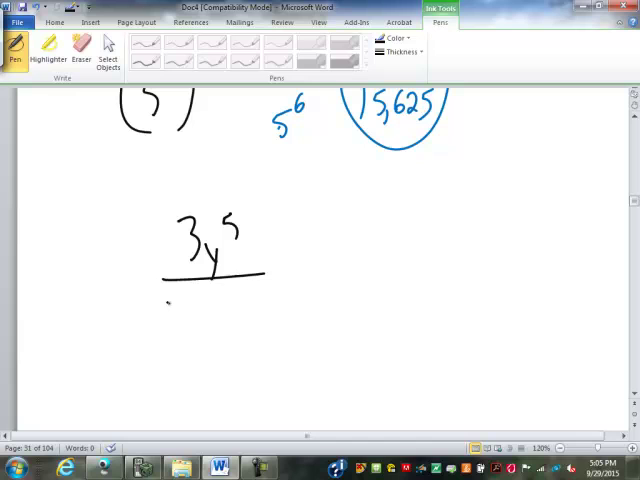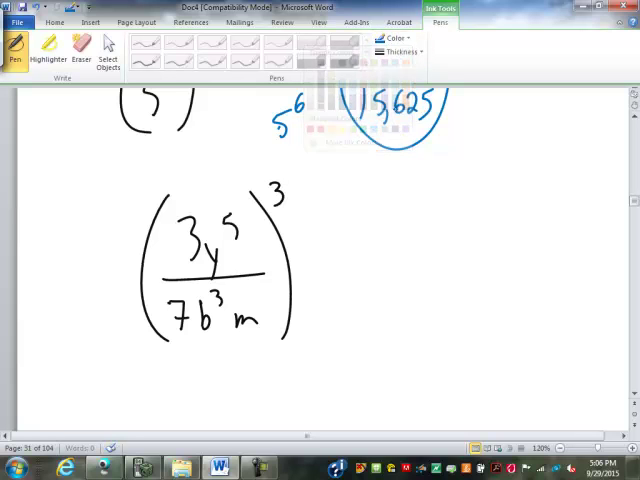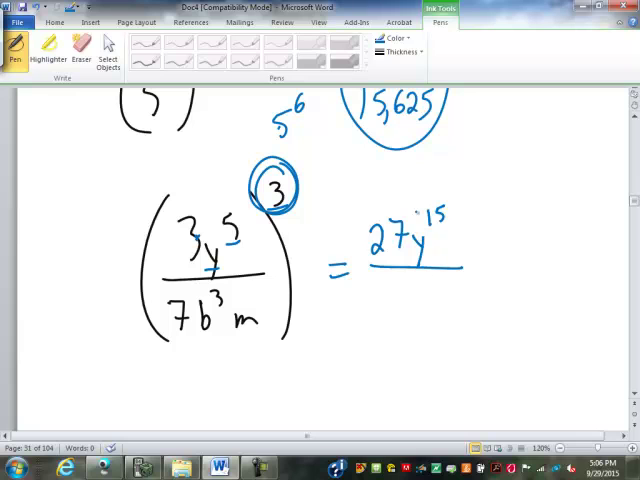Might have something like this, 3y to the 5th over 7b to the 3rd m, all to the power of 3. Well, first thing we would have to do is see if there's anything we could reduce inside the parentheses, and in this case there's not. So now each piece in the parentheses has to be taken to the power of 3. So what's 3 to the power of 3? 27. Y to the 5th to the power of 3? Y to the 15th. When we're taking an exponent to another power, the powers are multiplied. So 5 times 3 is 15.